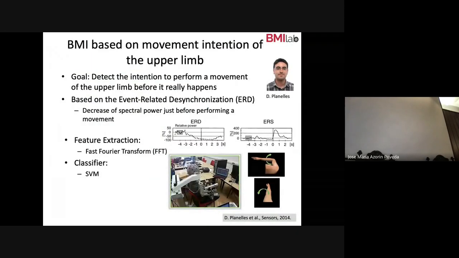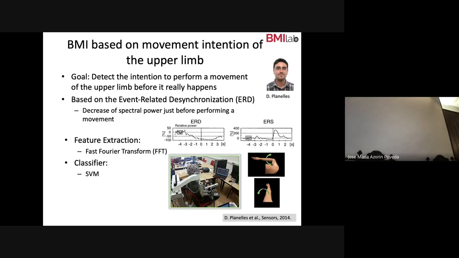So we developed a different BCI. In this case, we tried to detect the intention of performing the movement actually before it really happened. So, for instance, if I have to grasp this pointer, I don't start thinking, okay, I'm going to grasp this. I just try to grasp it. But if the person has paralysis, the person is not able to do that, but the person can try to do the movement. So in this case, we say to people, okay, you have to try to do the movement, and we are going to detect that you have tried to do that.